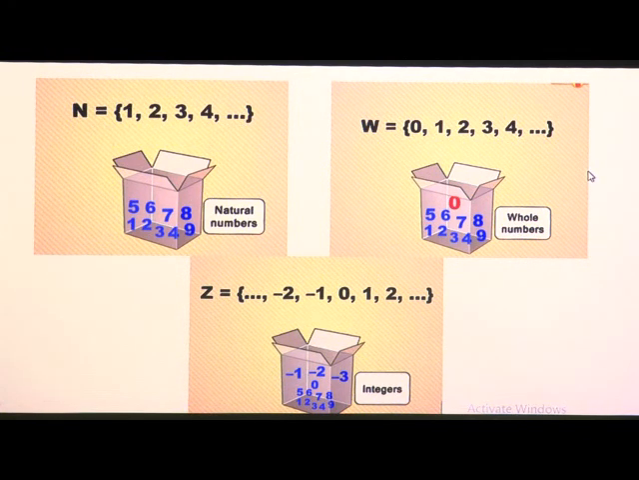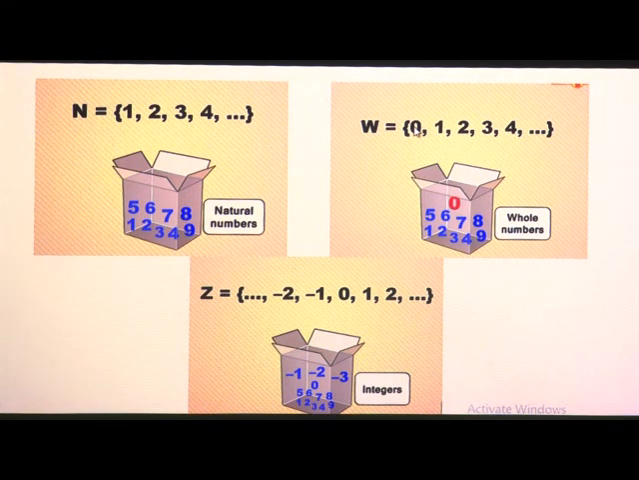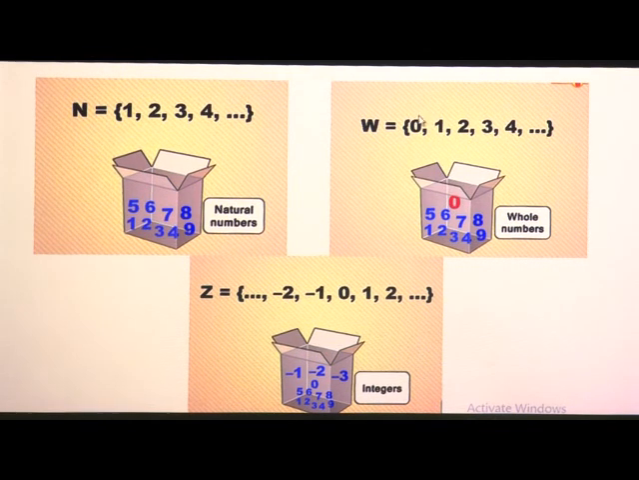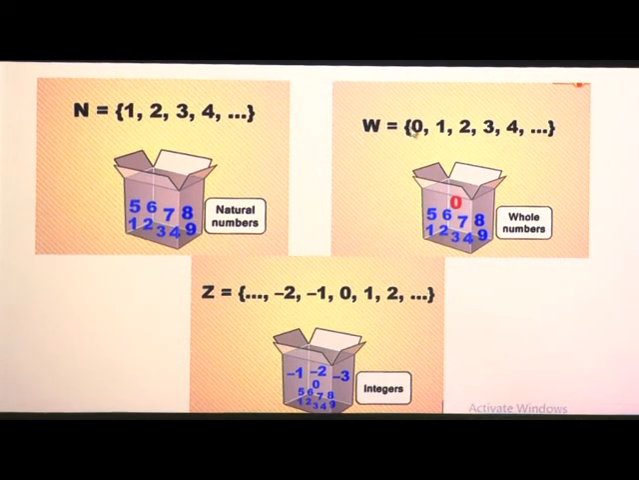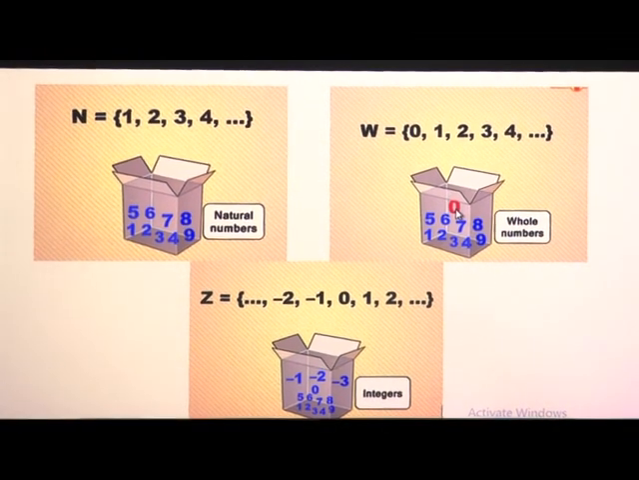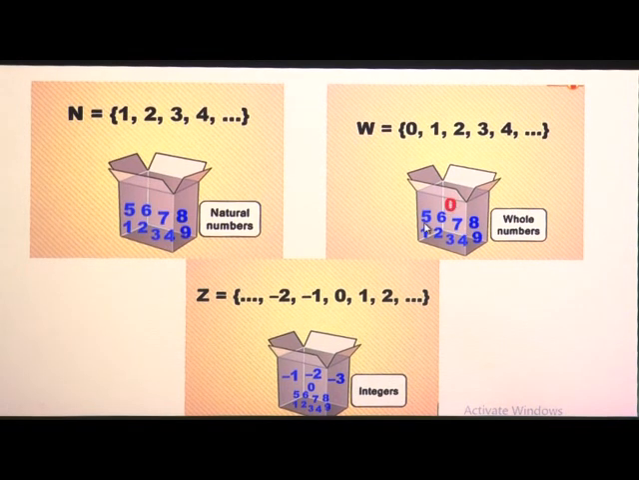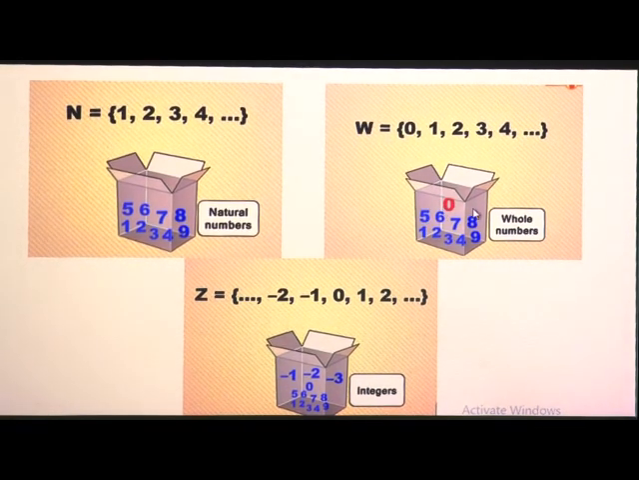What about the whole numbers? Here we have the whole numbers, which are always denoted with a W, which include 0, 1, 2, 3, 4 and so on till infinity. What is the difference between a whole number and a natural number? Yes, you are right. Whole numbers start with 0. So, here you can see in this box 0 is extra, and 0, 1, 2, 3, 4, 5 and so on are the whole numbers.